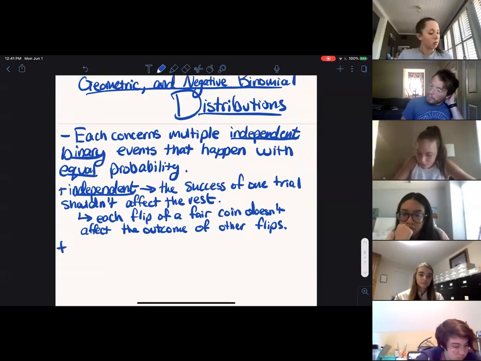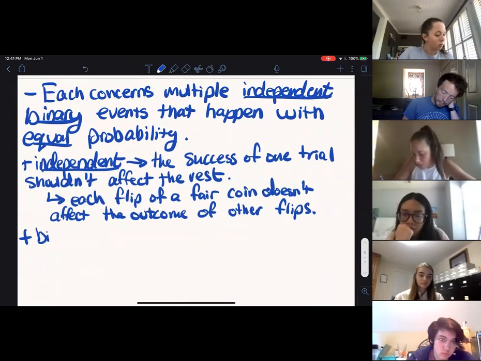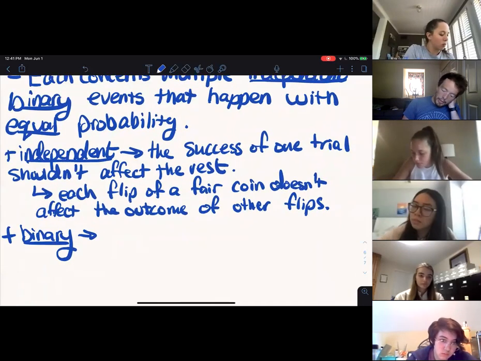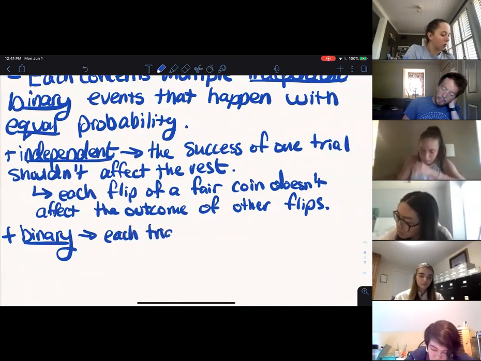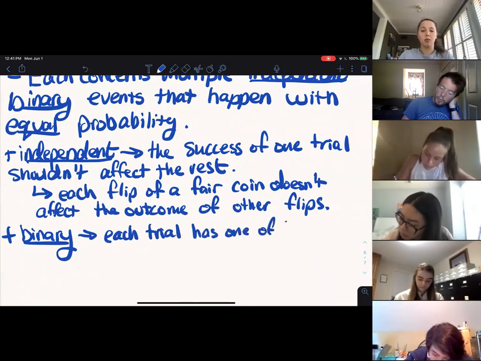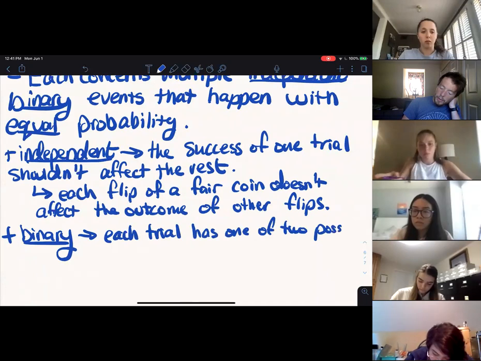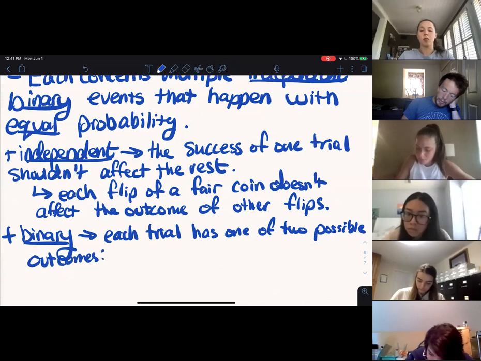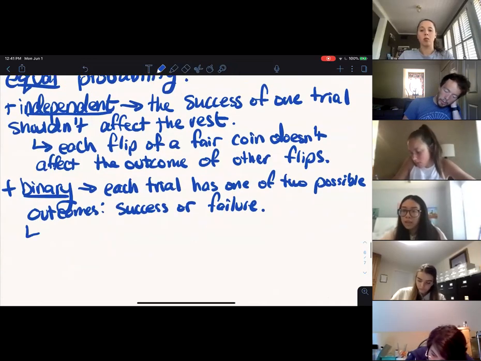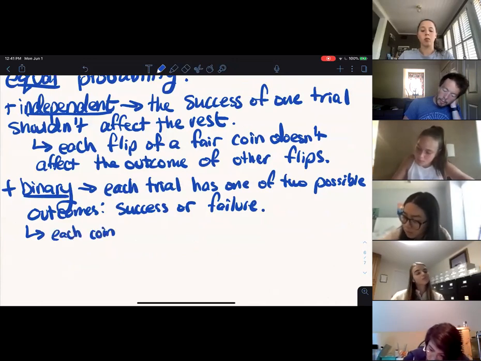The other quality, which was binary, is that each trial has one of two possible outcomes: success or failure. So each coin flip is either heads or tails.